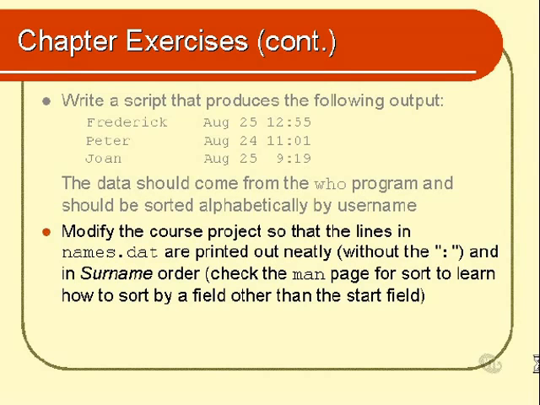And if you want to do that sorting, using the filter called sort, you might like to check the manual page for sort to learn how to sort by a field other than the start field. In other words, I believe in our names.dat we've got the first name first and then the surname second, and we actually want to sort on the surname, so we have to sort by the second field in the file. It's possible to do that using the sort program, and you'll need to check the manual page to work out how to do that.